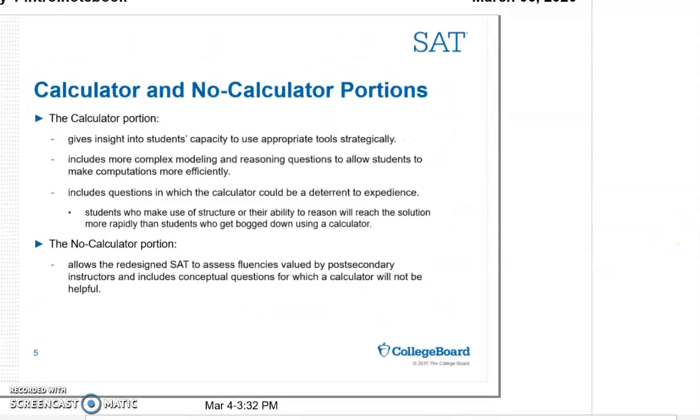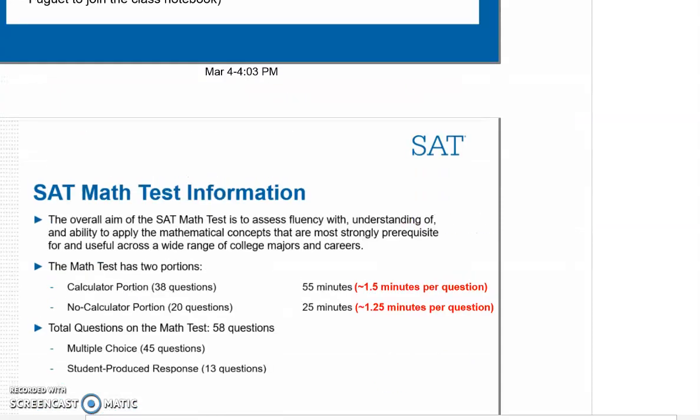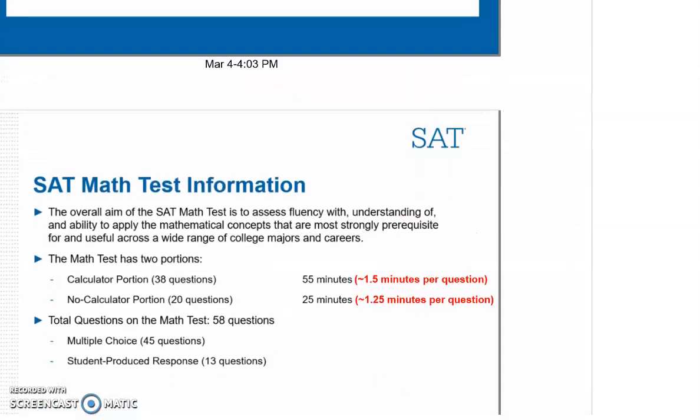And if you broke it down, remember, we talked about it has a calculator portion and a non-calculator. The calculator portion at 38 questions gives you 55 minutes, so you have about a minute and a half per question. And the non-calculator, about 20 questions, you only have about a minute and a quarter per question. So when you go over these, just keep that time limit in your mind. Maybe set a timer just to see how long some of these questions are taking you.